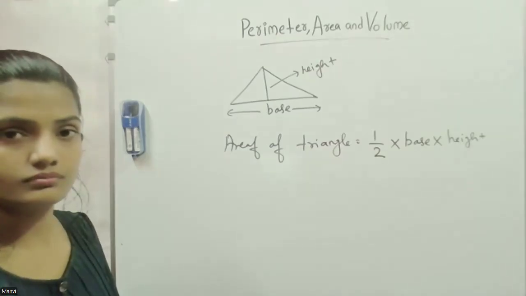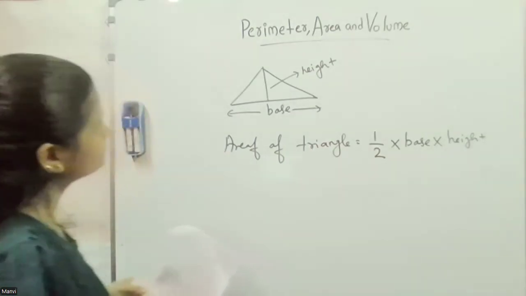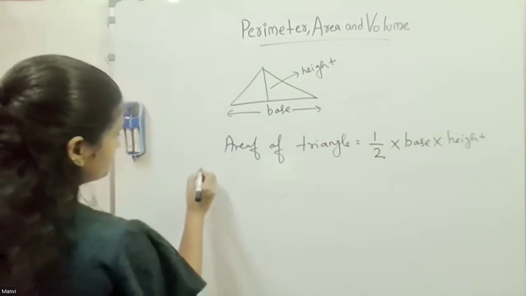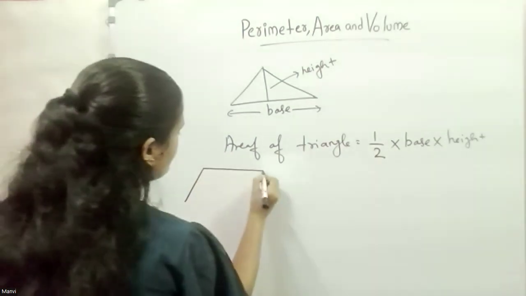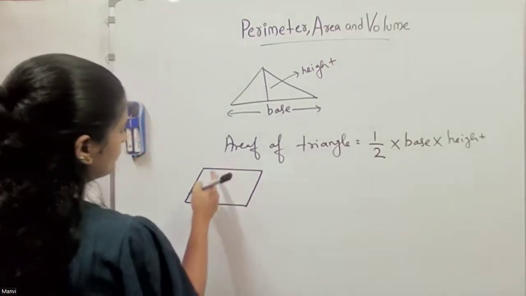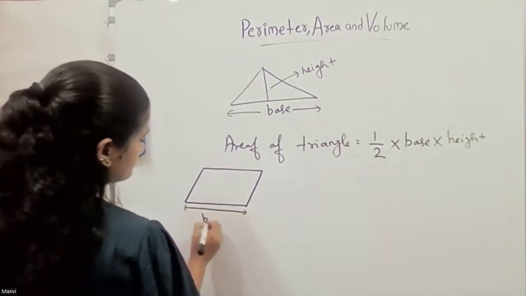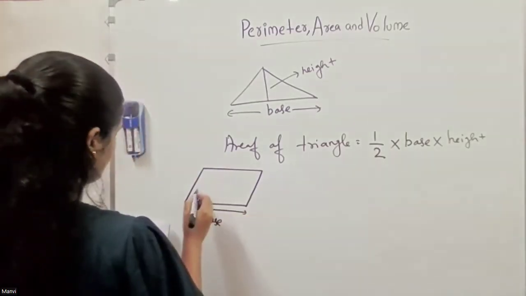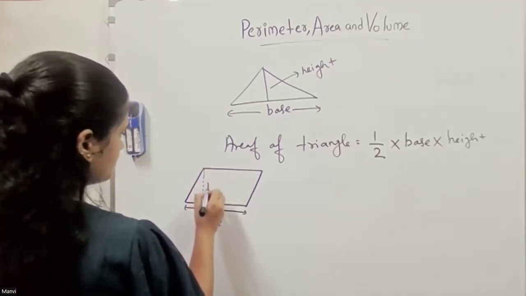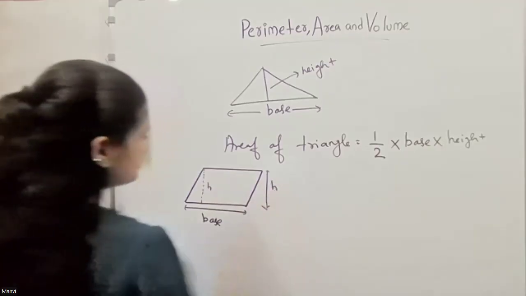Now you can continue. Okay, the next figure is parallelogram, which looks this way, whose opposite sides are parallel. Opposite sides are parallel and equal. This is a parallelogram. So this one is actually the base. For height, we need to draw. This one is actually height. The distance from here to there perpendicularly is height.